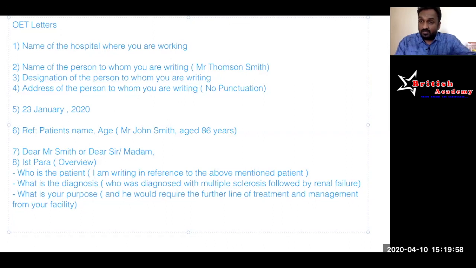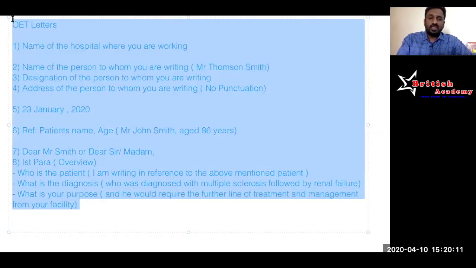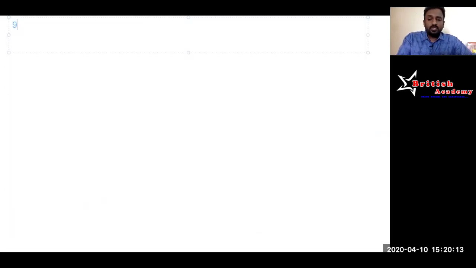Now, my reason for taking this on the white screen is so that you can definitely take down notes for it. And if it helps in any way for your preparation, I would be happy for that. Now, let's move on to the second paragraph. After the 8th point, you will leave one line. I'll just erase this because I need some space to write. The 9th point is your second paragraph.